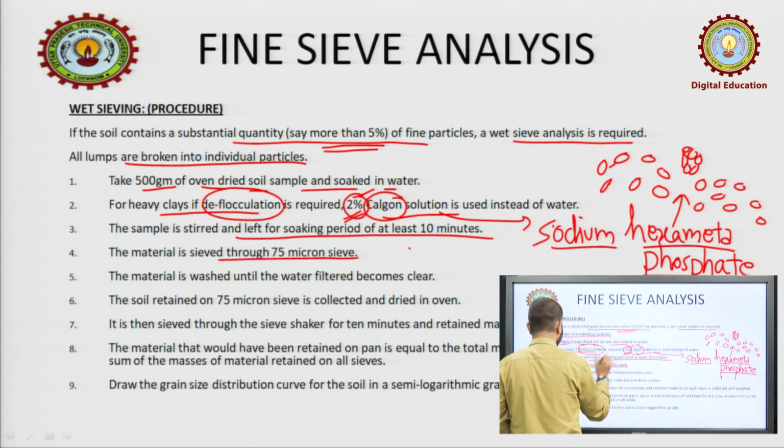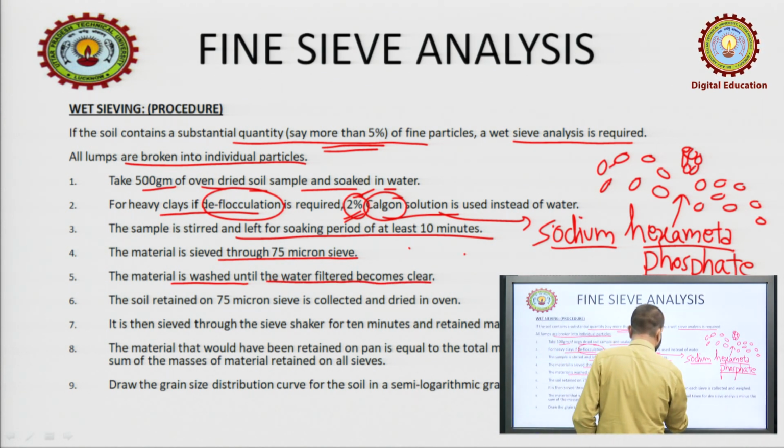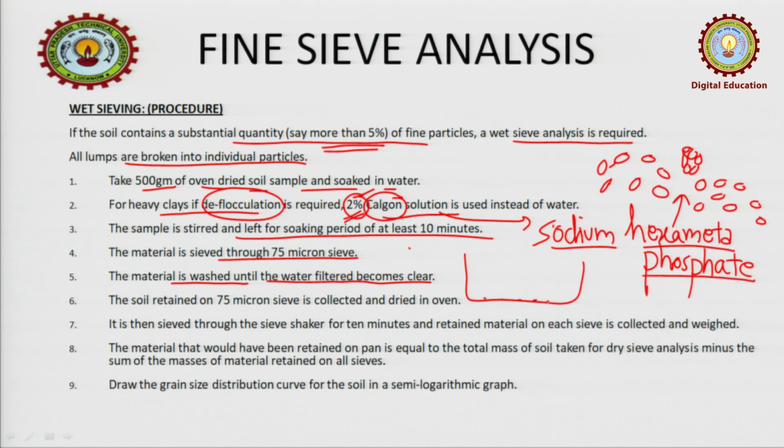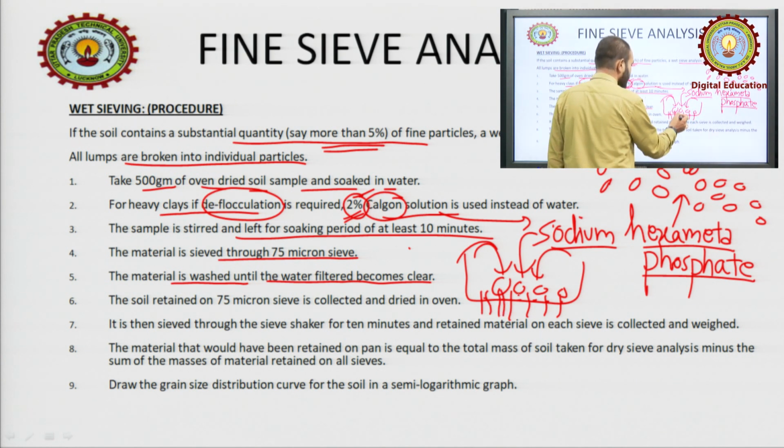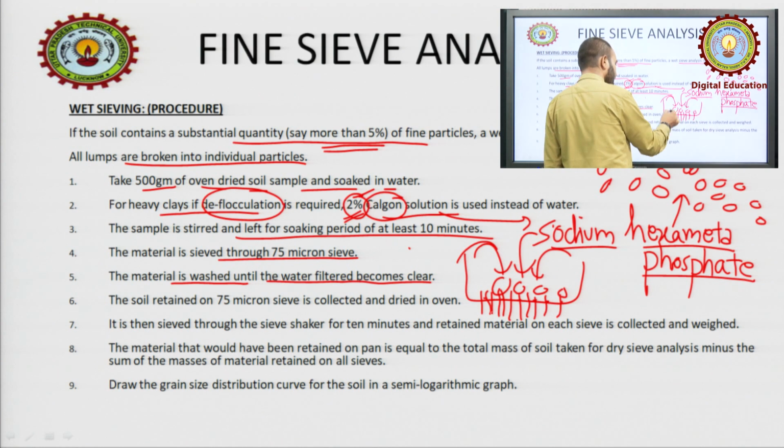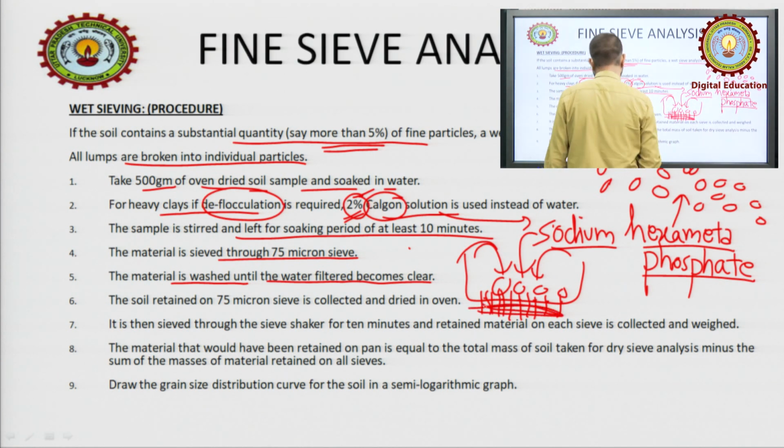After this is mixed, the material is washed through the 75 micron sieve until the water filtrate becomes clear. What does this mean? The same process which I told you before. Suppose this is the 75 micron sieve, and the soil is kept on it. Water is passed through it, so water will drain out. With it, the particles smaller than 75 micron will also drain out. We will check until the water is clear, and till then we will keep washing it.